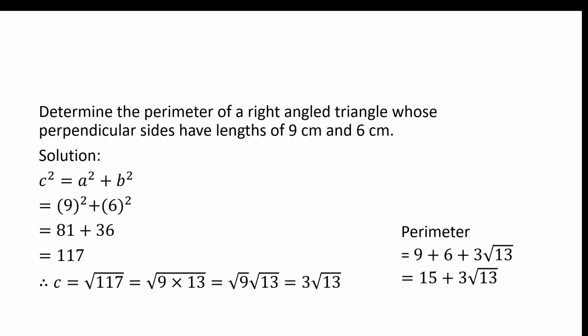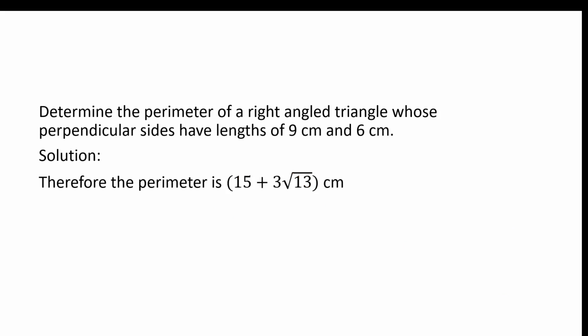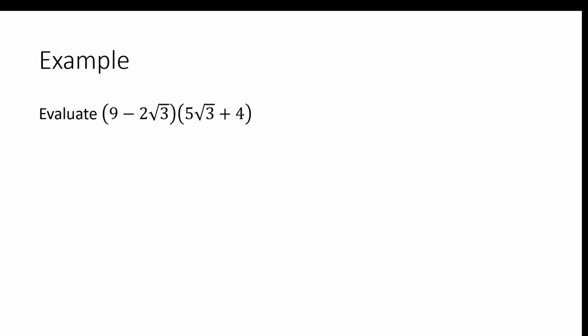So that means that the perimeter, if you go back and look at our triangle, we have a side length of 9, a side length of 6, and a side length of 3 root 13. To determine the perimeter, we just add those values together. We can add like terms. The 9 and the 6 are like terms. They're both integers. That gives us 15. We can't add 3 root 13 with anything else in the way that we do with collecting like terms, so we just leave it. And the final answer is 15 plus 3 root 13. And of course, that's in centimeters.